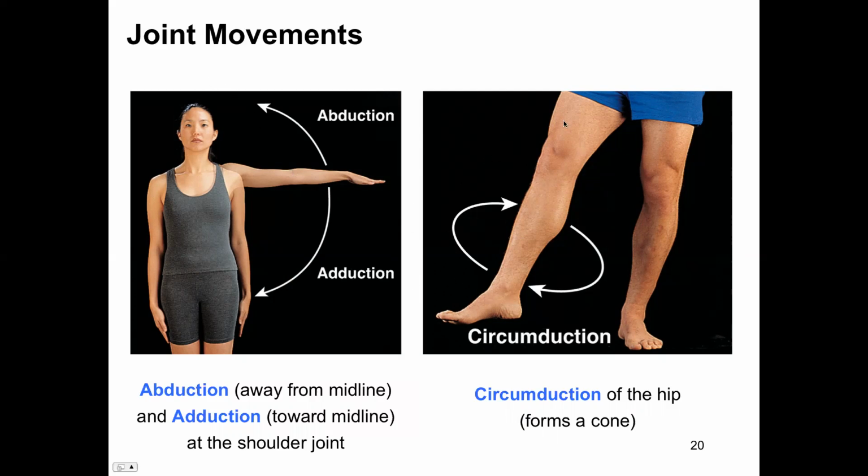Circumduction is when you make sort of a cone with the body, so part of it is going around, you're making a circuit. I think your course textbook has another example of what this looks like, and they use the shoulder joint, I believe.